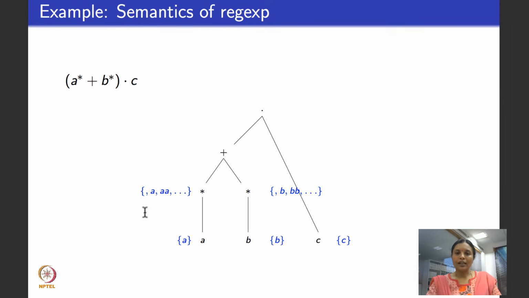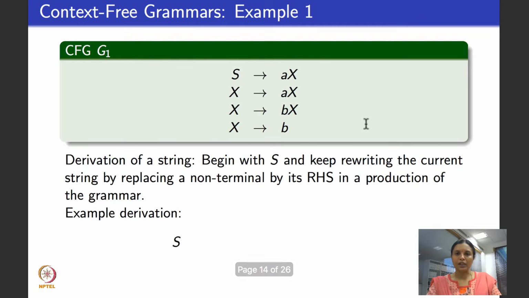For this A star, it is 0 or more occurrences of A. This is B star, 0 or more occurrences of B. I'm sorry, there seems to be a small typographical error. There should be epsilon here before the comma and another epsilon here before this comma. And after that, this is plus, so it is all words that have only occurrences of A or only occurrences of B. And after this is dot, which is all words that end with a C. So this is how you get the semantics of a regular expression.